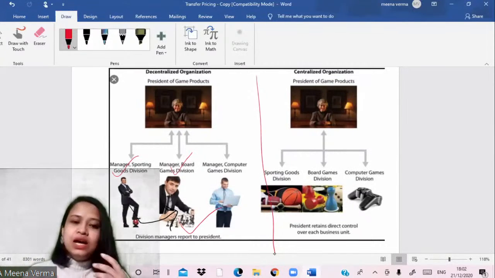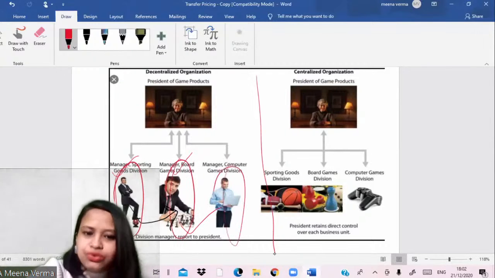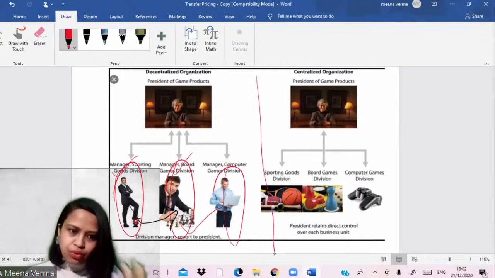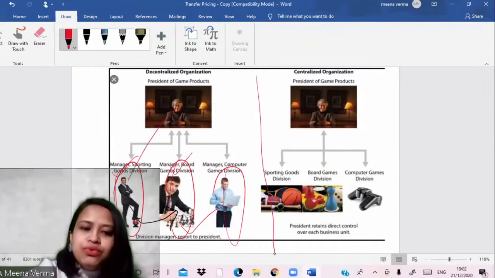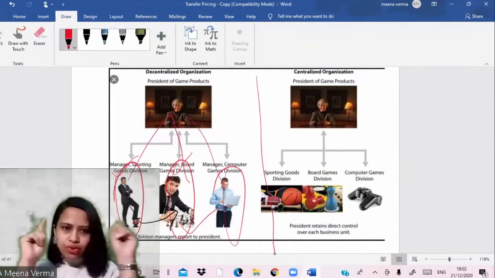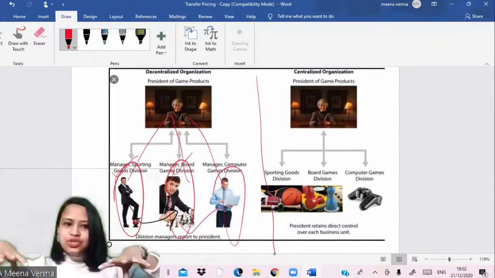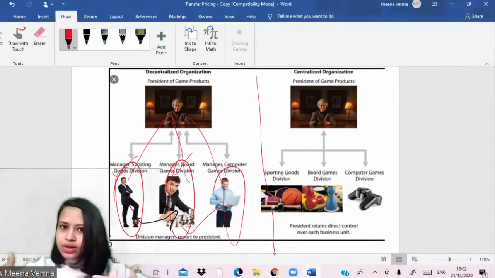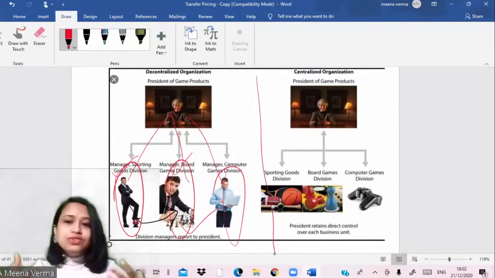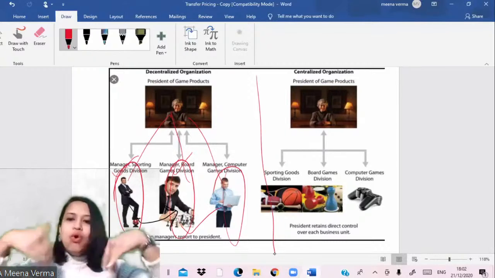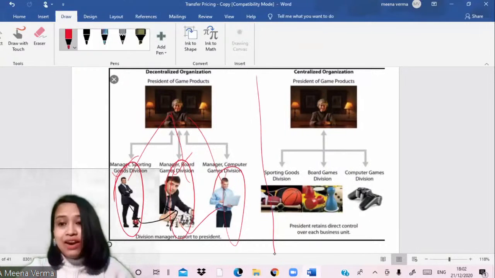Goal congruence means that along with improving the performance of your own division, every manager should try to focus on improving the performance of the overall company, the overall organization. If we have 2-3 different divisions, every manager is trying to improve the profitability of their own division, but along with that, every manager should try to improve the overall profitability of the entire organization. This is what we have to study here.